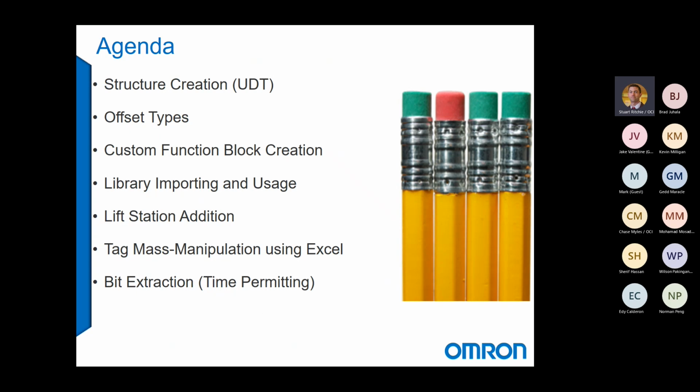Then we'll walk through importing a library and using it in our programs. Then kind of the main event for today will be modifying our list station to increase the capacity. And then the last two items, tag mask manipulation using Excel and bit extraction, are kind of a time pending thing. So we'll see how everything else goes. And we can get rolling here.